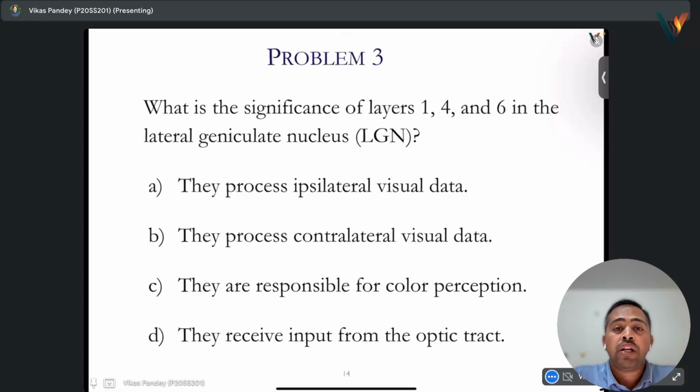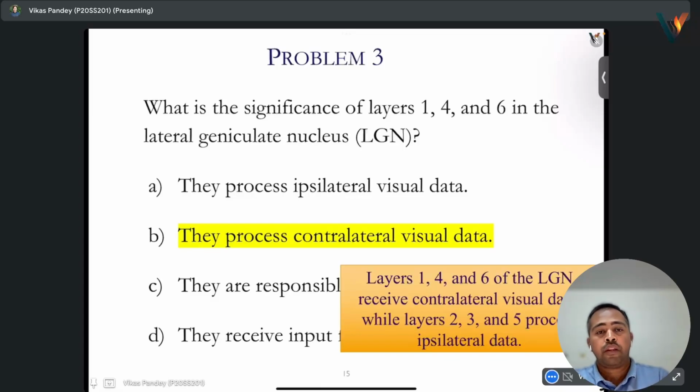Okay. What is the significance of layers 1, 4, and 6 in the lateral geniculate nucleus? They process ipsilateral visual data. They process contralateral visual data. They are responsible for color perception, or they receive input from the optic tract. Layers 1, 4, and 6 of the LGN receive contralateral visual data, while layers 2, 3, and 5 process ipsilateral data. So in our case, the answer will be B, that is, they process contralateral visual data.